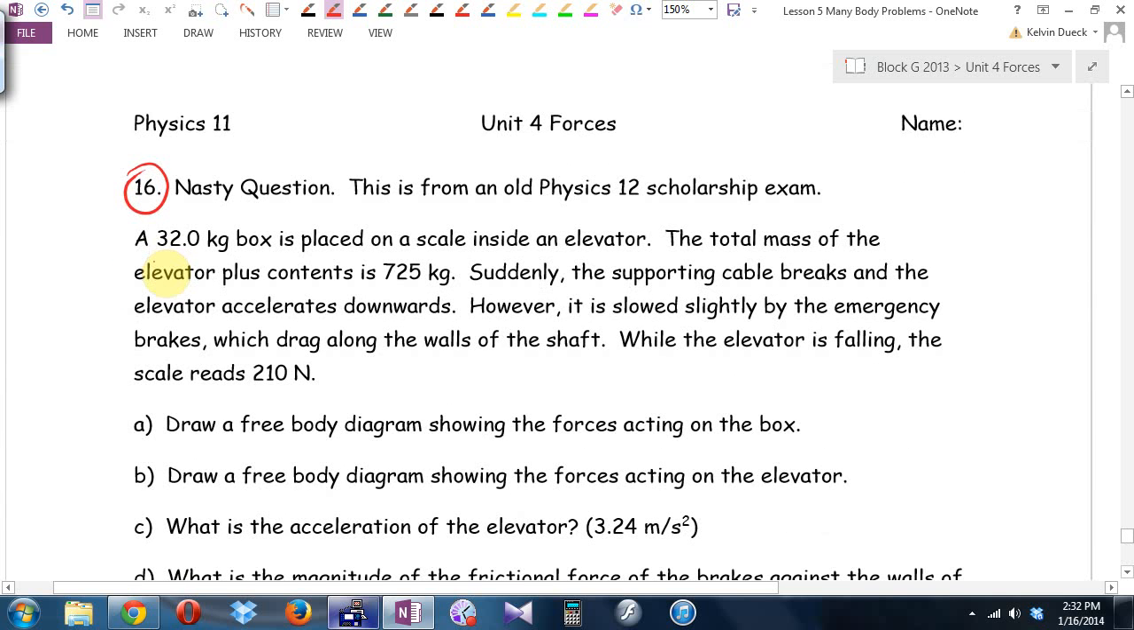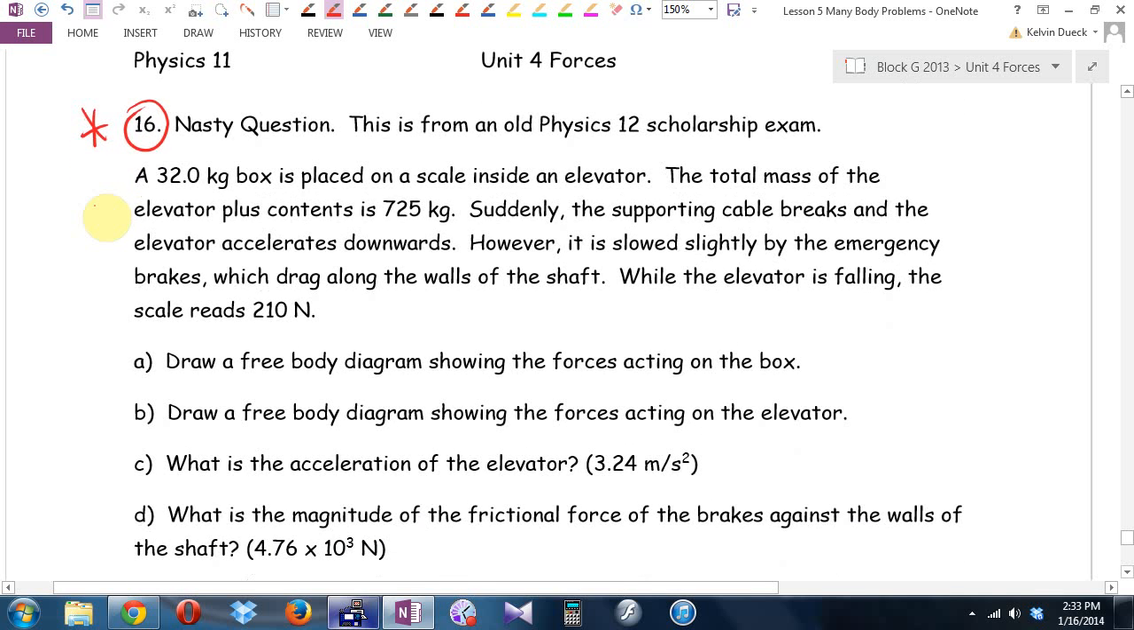Number 16, take a look at this. It says nasty question. This is from an old Physics 12 scholarship exam. Again, this is sort of a bonus question, but if you can figure this out, I'll be impressed. This was worth, I think, 10 marks on a provincial exam one year. Okay? You can handle it. I've given you all the tools. This is being clever and stubborn, not actually new stuff.